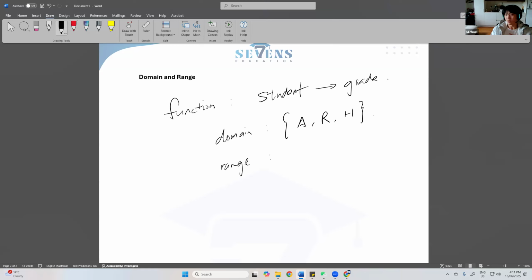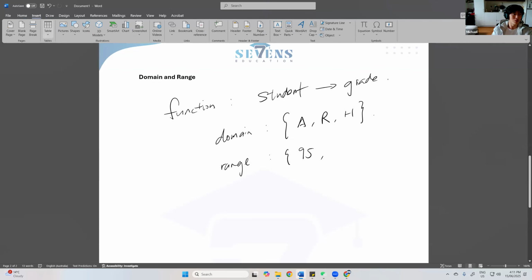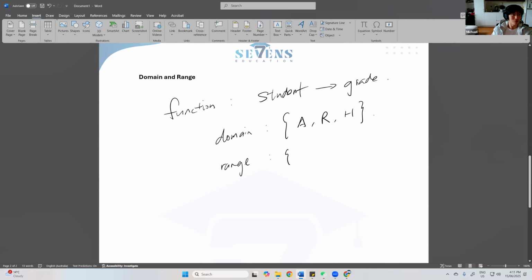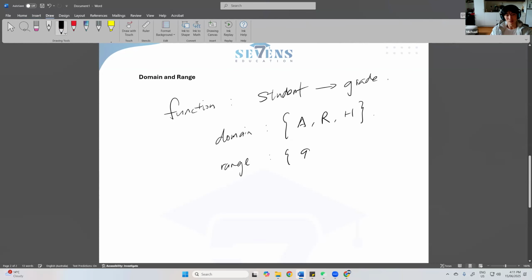This is what we call the possible output, okay? What is the range? In this case, range really depends on what you get. For example, Adriana, you got, let's say, 95 ATAR. Actually, I'm not going to use this example, because it forces me to rank you guys, which is bad. Let's just say 3 students. We have 94, 97, and 98 for the ATARs, okay? So these are the possible ranges.